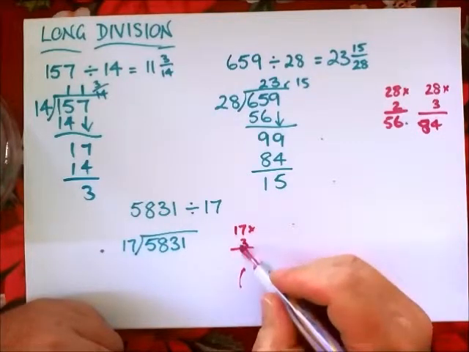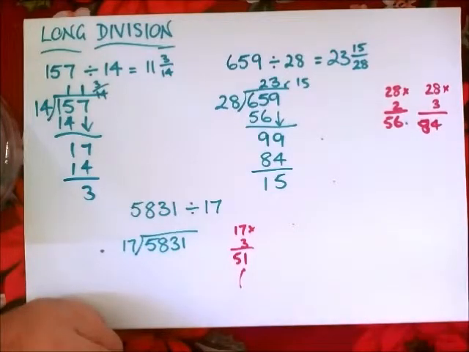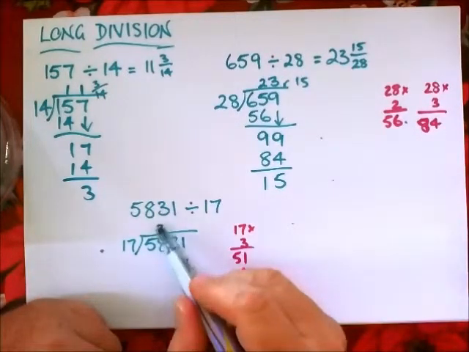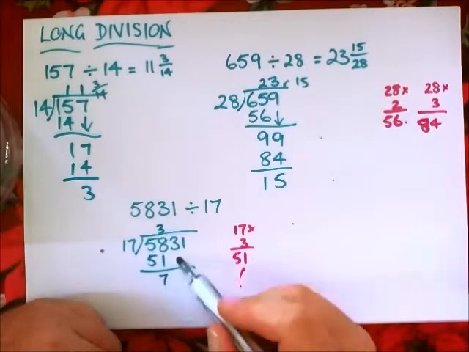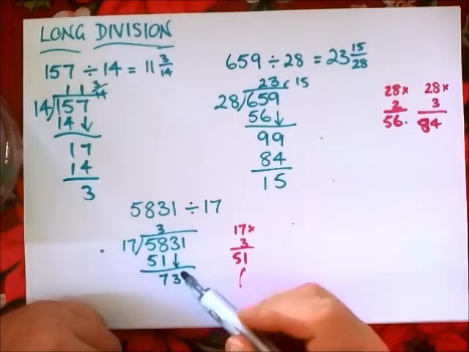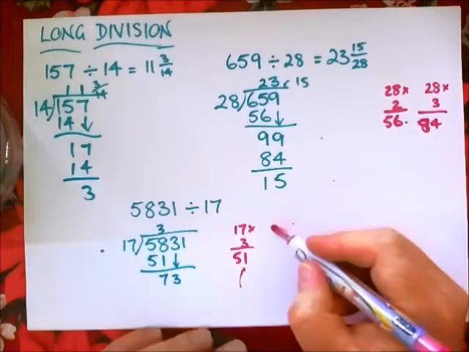And once again, I do not know my 17 times tables. So I'm going to work out some over to the side. 3 17s, 51. Oh, that looks pretty good actually, doesn't it? So I want to go 17 into just the 5 and the 8. Goes 51, 7 left over. Bring the unused digits down, so I've got something to work with.